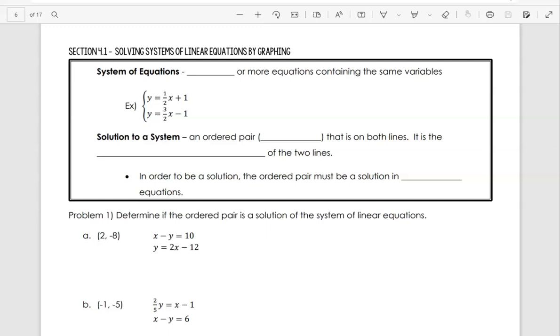Hey everyone, so this is our first section officially in chapter 4. Last week we just did some review skills of lines and basic algebra foundational concepts. And this section we are going to officially start chapter 4. So what we're going to learn to do is how to solve systems of linear equations by graphing.